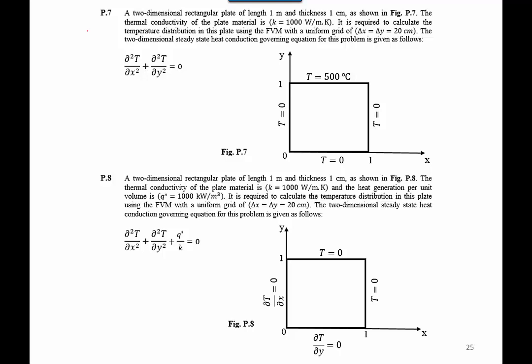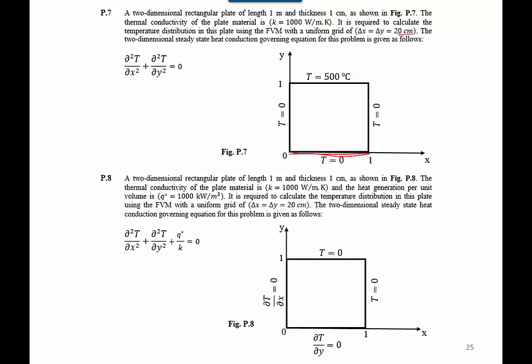Problem number 7 is a two-dimensional rectangular plate with a length of 1 meter and thickness 1 centimeter, as shown in figure 7. The thermal conductivity of the plate is constant, and it is given here, and it is required to calculate the temperature distribution along this plate using the finite volume method, assuming a uniform grid, taking delta x and delta y equal to 20 centimeters.